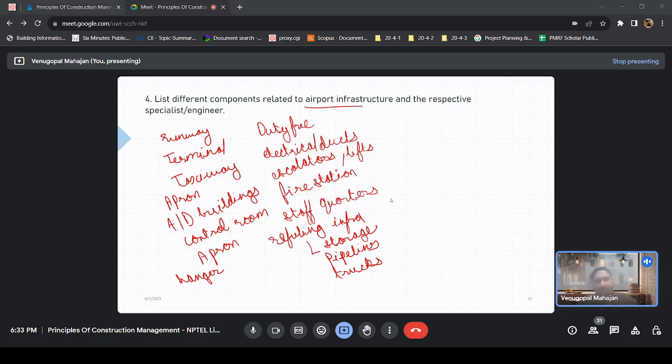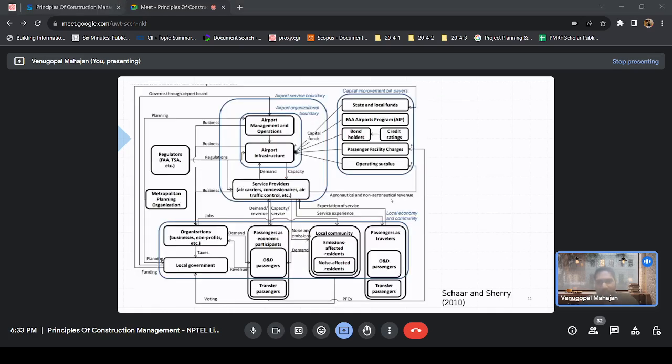Okay, so now I guess you can see how even for such a big thing, it is quite interdisciplinary. I will provide you these slides so that you can work it out on your own.